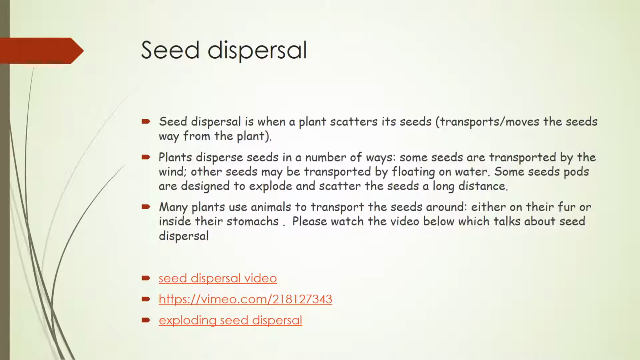So how does a plant scatter its seeds? Well, plants disperse their seeds in a number of ways. Some seeds are transported by the wind. Other seeds may be transported by floating on water. Some seed pods are designed to explode and scatter the seeds a long distance. Many plants use animals to transport the seeds around, either on their fur or inside their stomach. I'll explain the inside their stomach one a little bit more later. Please watch the videos below which will talk about seed dispersal. Okay, so this is the first video we're going to watch.